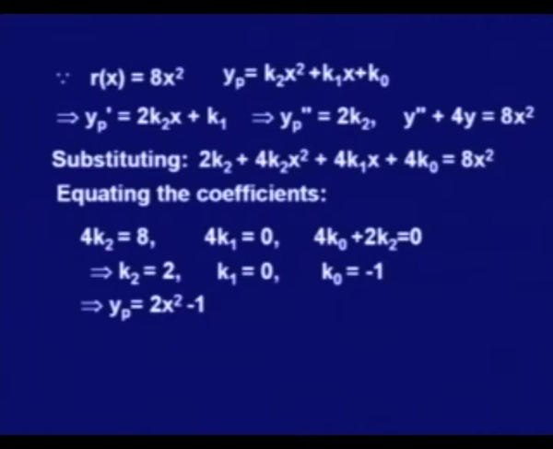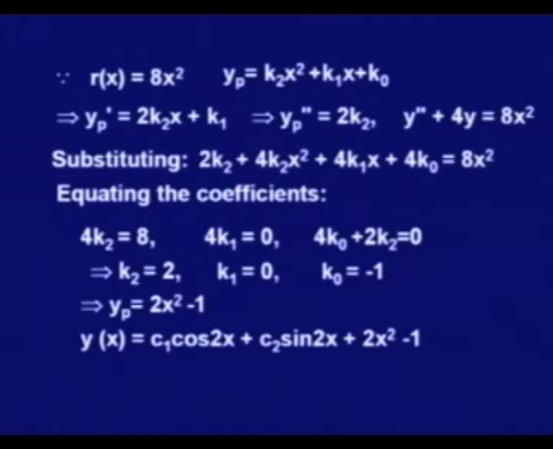So, what will be the general solution of our equation y'' + 4y = 8x²? That is C1 cos 2x + C2 sin 2x, the general solution of the homogeneous equation, plus this particular solution 2x² - 1. Now, you can again check this solution: find its derivative and second derivative, substitute in the equation and check. This will satisfy for all values of C1 and C2. So, this would be an interesting exercise for you to do. You can check that this is a solution of this non-homogeneous equation.